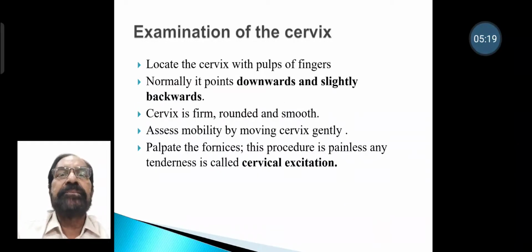Examine the cervix. Locate the cervix with pulp of the fingers. Normally it points downwards and slightly backwards. The cervix is firm, rounded and smooth. Assess the mobility by moving the cervix gently. Palpate the fornices. This procedure is painless. Any tenderness is called cervical excitation.